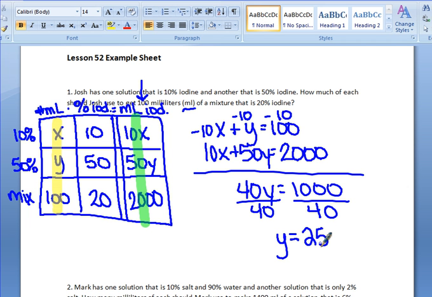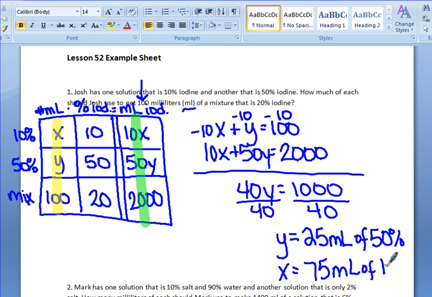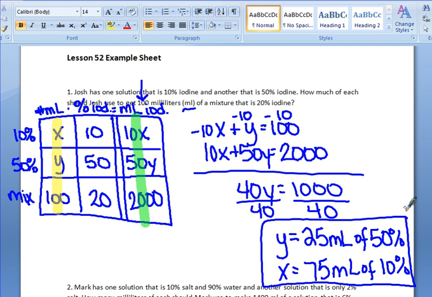Okay, and remember that is a number of milliliters. So Y is 25 milliliters, and we're going to label it 25 milliliters as the 50%. Now I want to get a total to be 100. So what plus 25 will give me 100? Well, that is 75. So X is going to equal 75 milliliters, and that's milliliters of the 10%. All right, so we have solved our equations and labeled our solutions.